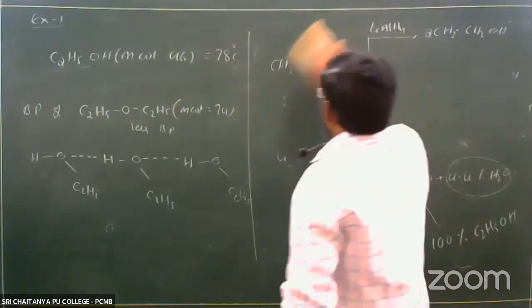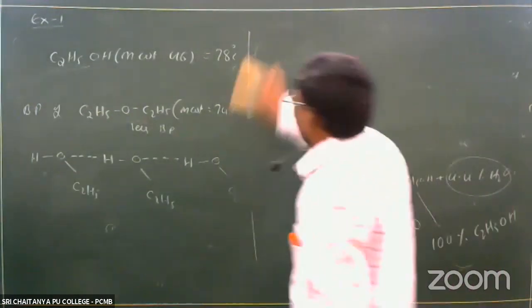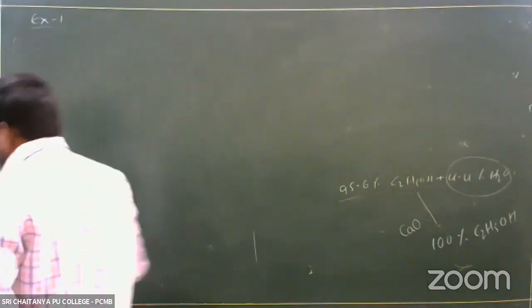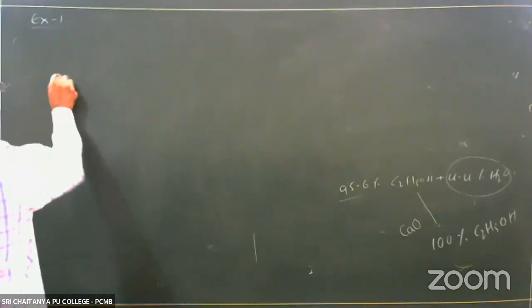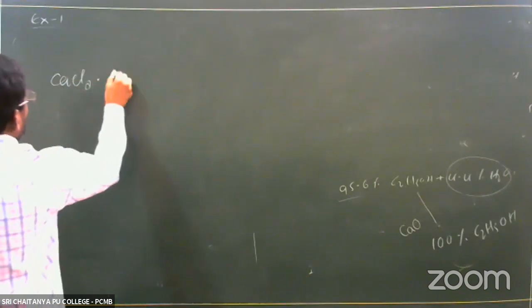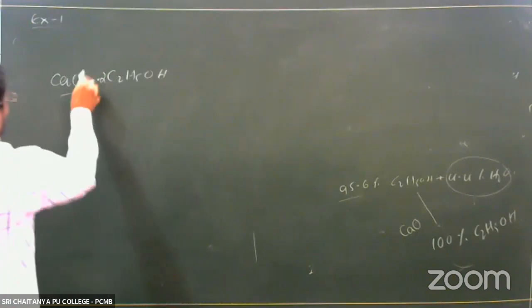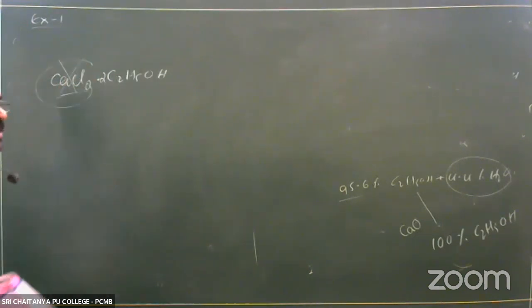Calcium chloride, CaCl2, is also a dehydrating agent, but it cannot be used because calcium chloride can form an addition compound, CaCl2·2C2H5OH. Hence calcium chloride cannot be used.